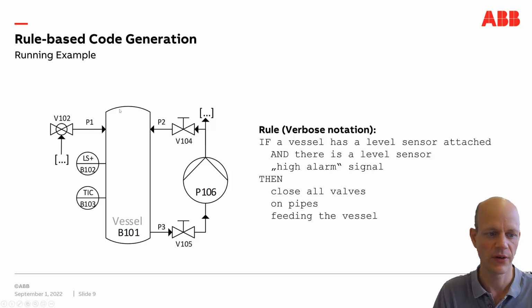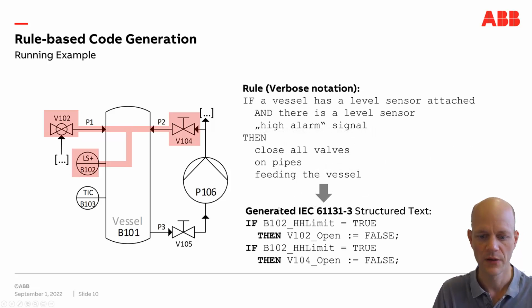So the automation engineers recognize this kind of topology in the diagram, and then they write the control logic for that. So here we have two situations. First, the level sensor is connected to this valve 102, and then it's also connected to this valve 104. Then we can create IEC 61131 structured text from that. Here's a very simple notation. So we say here, if this B101 sensor has a high limit property, which is true, then we send the signal to 102 to open, and the open signal, we set that to false to close the valve actually. And the same we do also for this valve 104. So all the feeding valves are closed, and so the tank can drain and does not overflow.